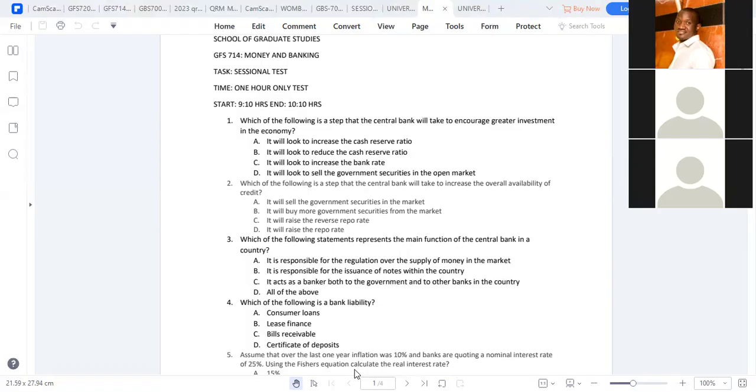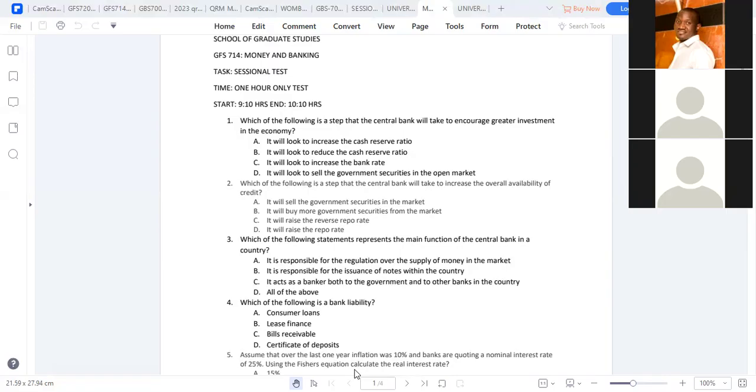Okay, thank you. The second one, we said, which one of the following is a step that the central bank will take to increase overall availability of credit? We said B, buying more securities from the market, because when the central bank buys securities, it will inject money into the system. So it will increase the availability of what? Credit. All right. Are we following? Yeah.